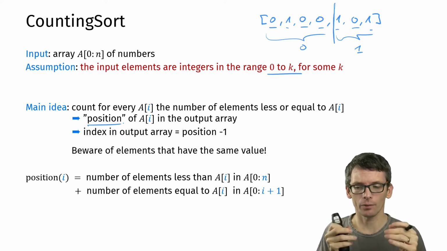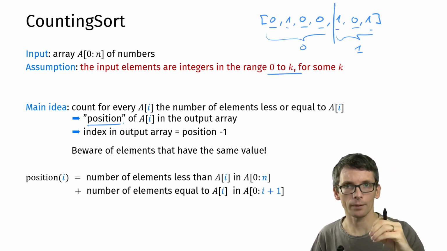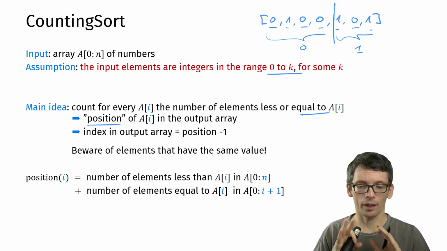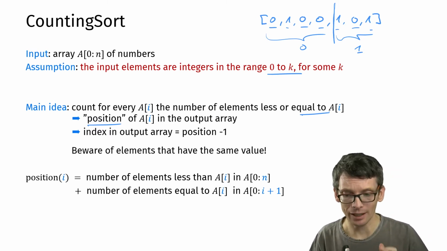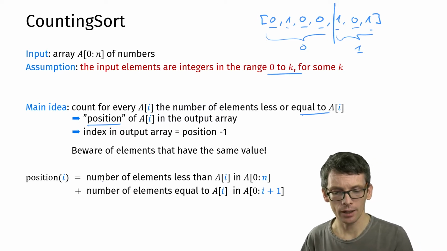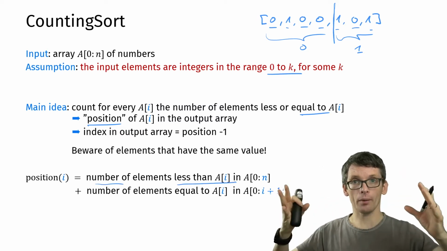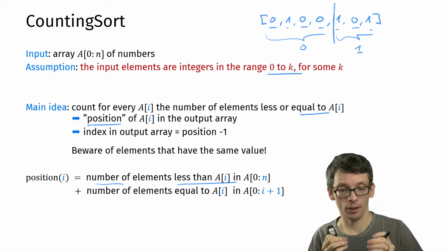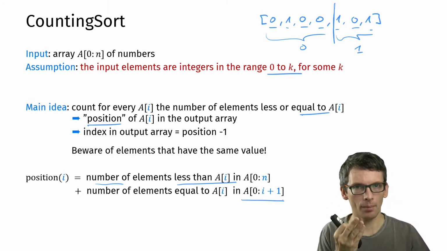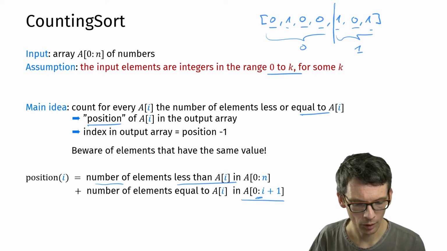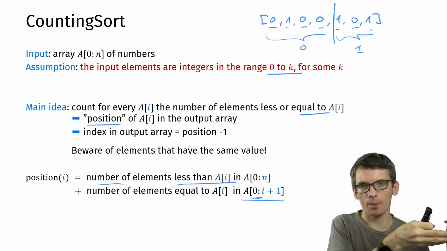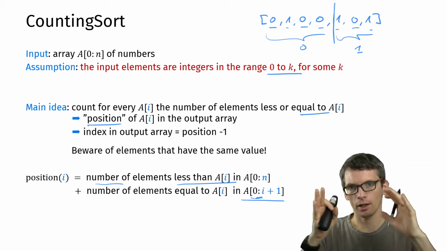And the actual index is then that position minus 1, because we said equal to, so we're counting the element itself. Of course, we have to be careful about elements with the same value. Therefore, we define position slightly more carefully. The position of i is the number of elements that are less than a_i in the whole array, plus the number of elements that are equal to a_i in the array up to a_i. And keep in mind that we're using this colon notation, from 0 to i plus 1, not including i plus 1. So this is our notation to say subarray from 0 to i.